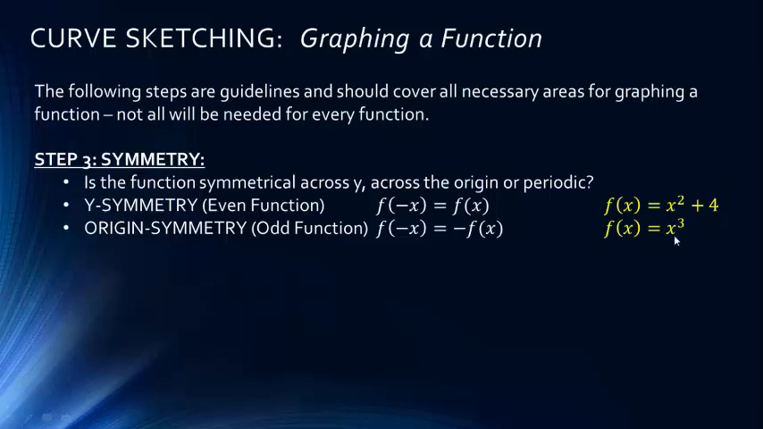Notice if we substitute in negative x for x cubed, we can pull out the parts and do negative 1 cubed times x cubed. Well, negative 1 cubed is negative 1. And so when we plug in negative x, we actually get the opposite of x cubed. So this is an example of origin symmetry, or an odd function.